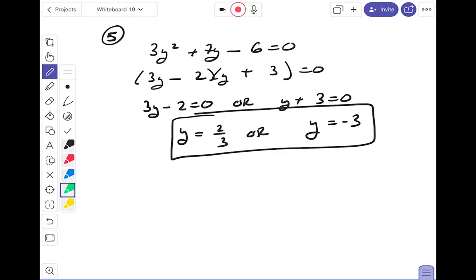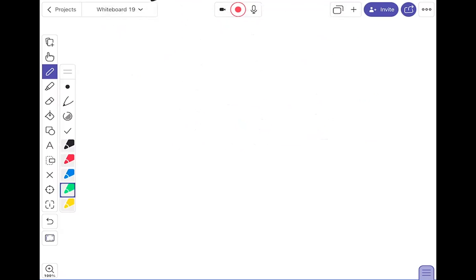All right, look at the key. What does it say? 2/3 or minus 3. Let's go to 6. Again, these should be relatively simple questions once you study the material.